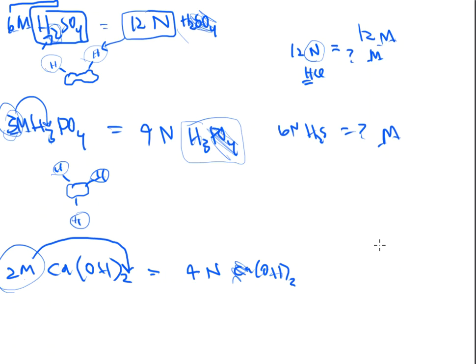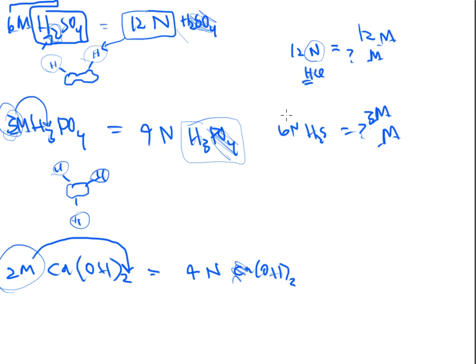It's backward, right? So 6 normal H2S, well, 6 divided by 2 is 3. So that's actually a 3 molar solution because we're looking at the entire molecule now. That's what molarity looks at. Normality looks at just the individual pieces. Molarity looks at the entire thing.